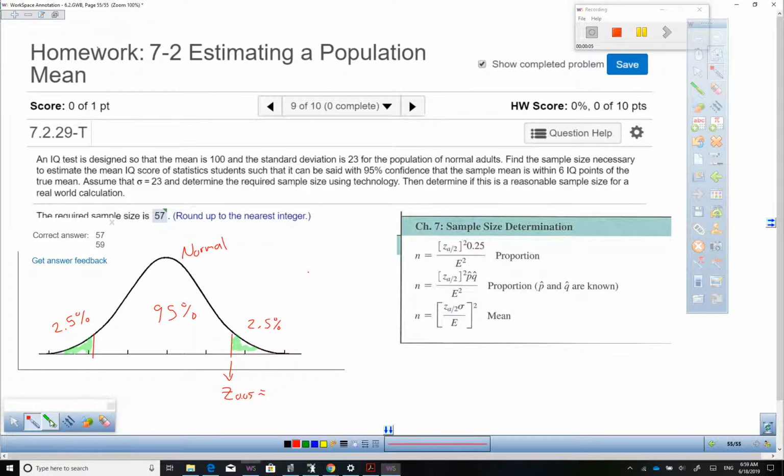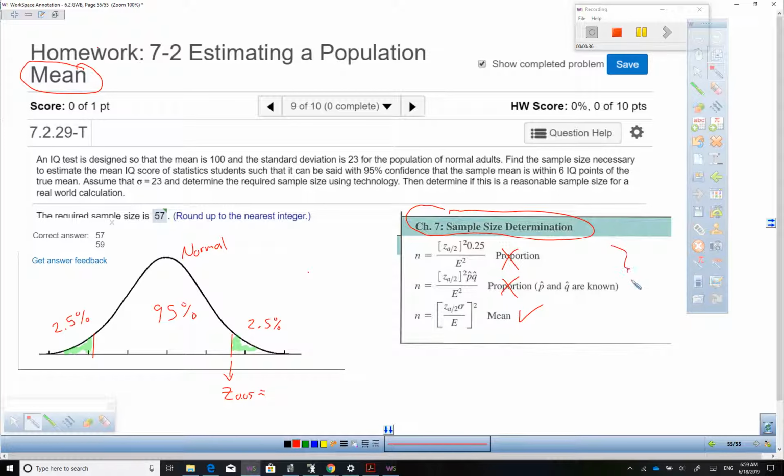Okay, this is problem number 9 on chapter 7, section 2. This problem is about sample size determination for a mean. So we don't use these formulas right here. We use this one right here. It says mean, right? Sample size determination for mean. There's only one formula.